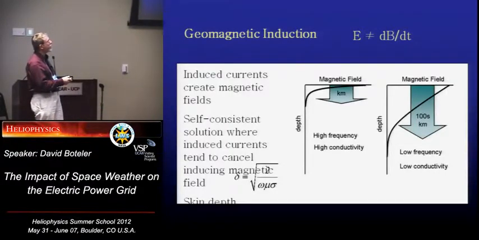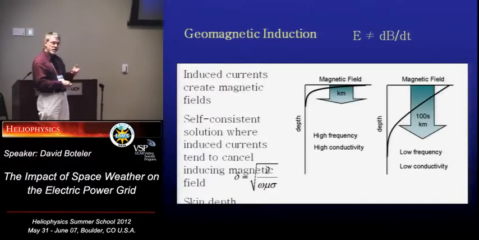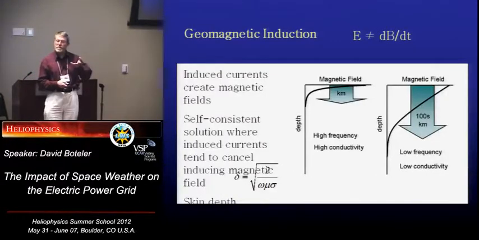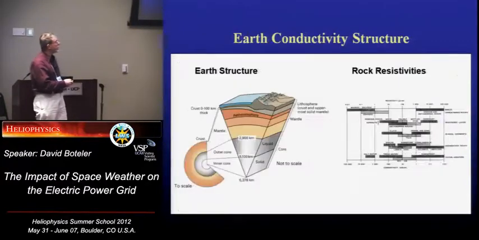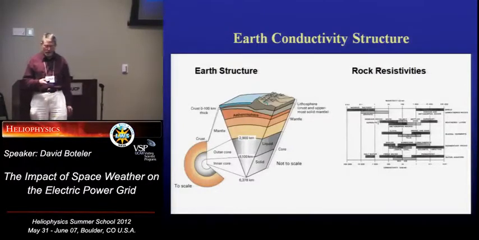Now this is significant for us because it means that the field goes 100 kilometers into the Earth, but in turn, the conductivity down to those depths influences what we see at the Earth's surface. So it means that we've got to know something about the electrical conductivity deep within the Earth.